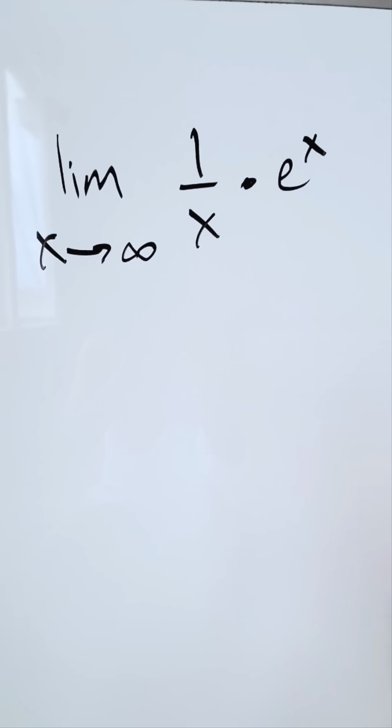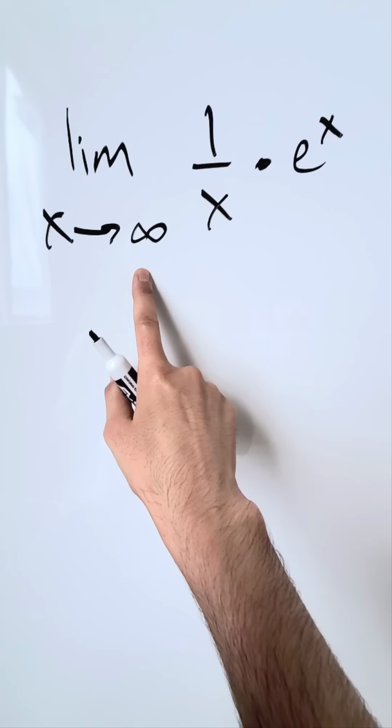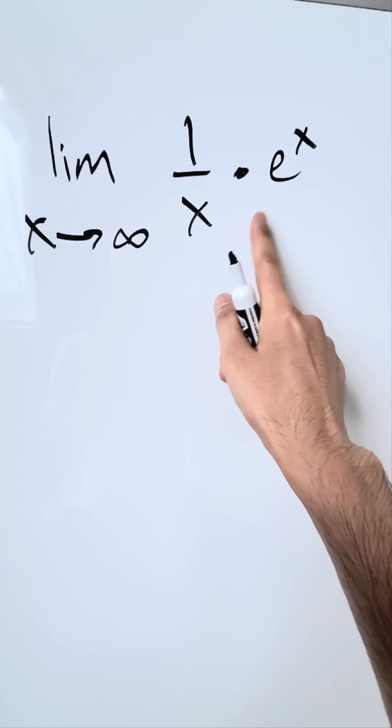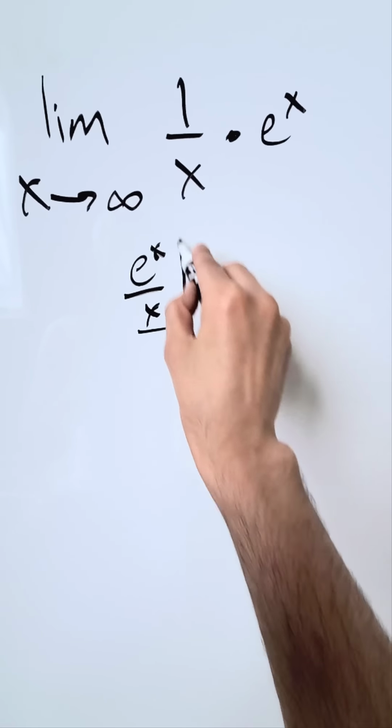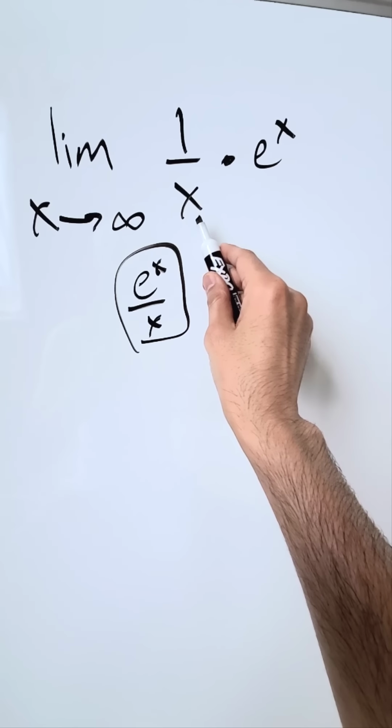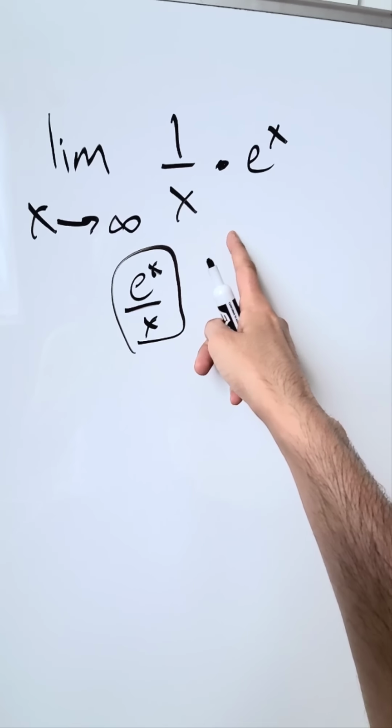What can we learn from this limit? Limit as x approaches infinity, I have 1 over x times e to the x. You know, technically you're really looking at e to the x over x. The only reason why I wrote it separately is because it can help you understand the importance behind this limit.